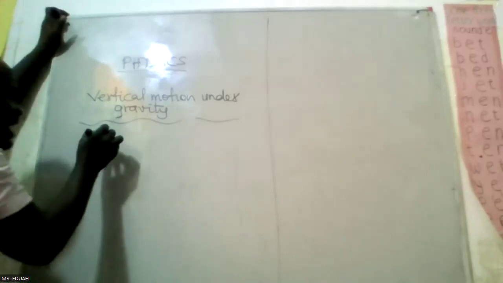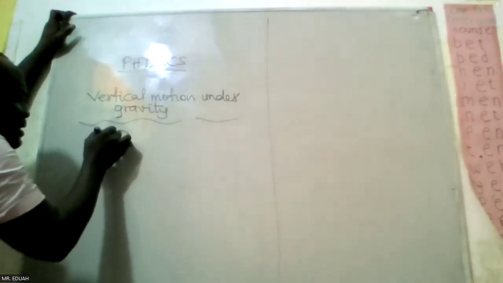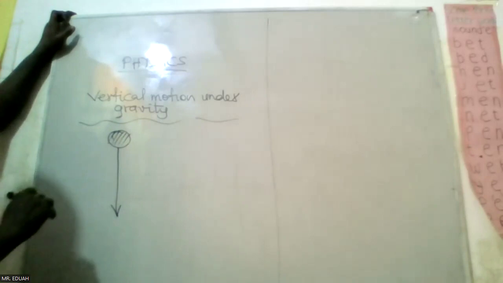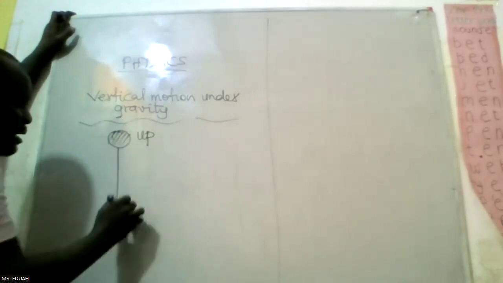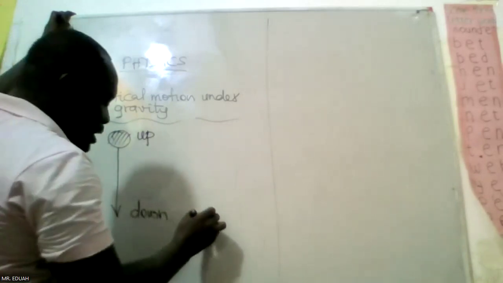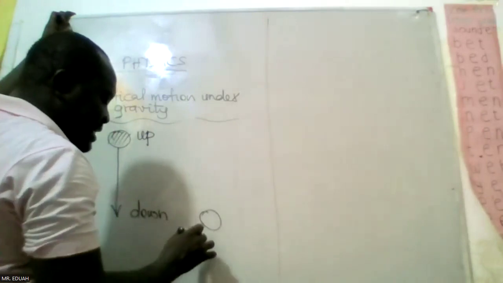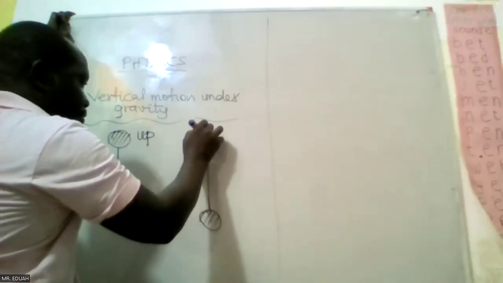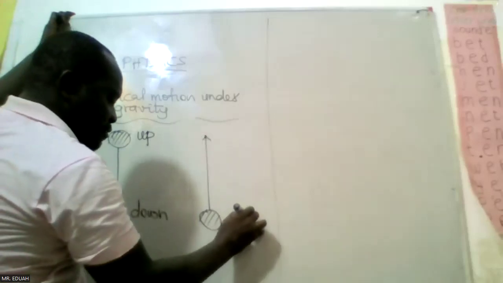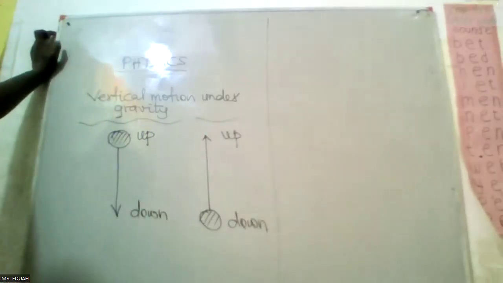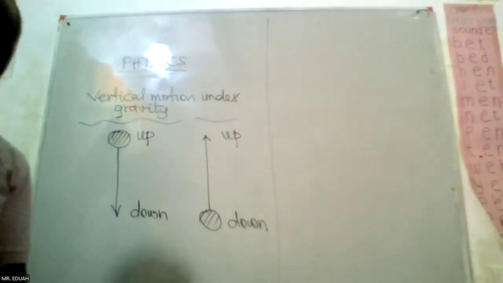Okay, so with vertical motion under gravity, we are looking at an object dropped in this direction, from up, down. And we'll also be looking at an object projected or thrown from down, up. So two different situations will be considered.